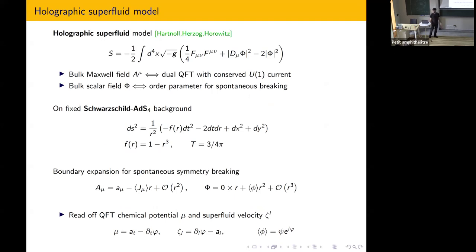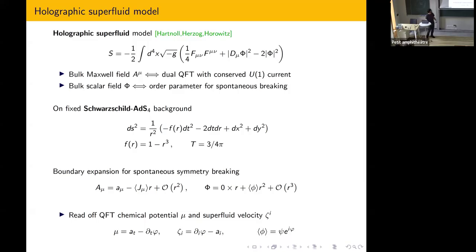But let me now move on and describe the specific model that we're going to use. So we want to have a superfluid QFT. So we take a Maxwell theory in the bulk. It has a gauge field coupled to a complex scalar, which will play the role of the order parameter in our QFT. We will be in the probe limit, so we will not allow for temperature fluctuations. This is just for simplicity. There's no conceptual reason not to do it.